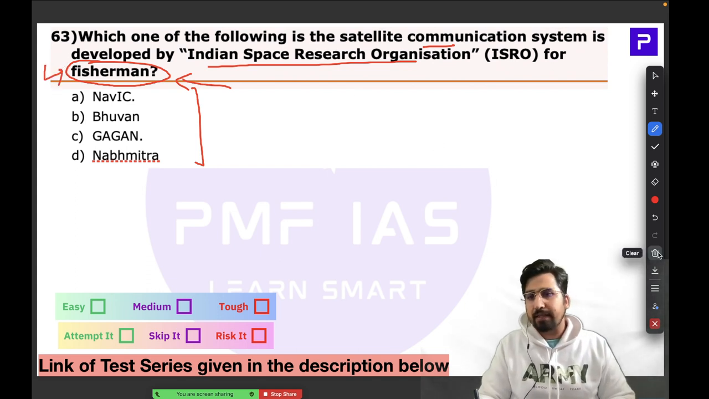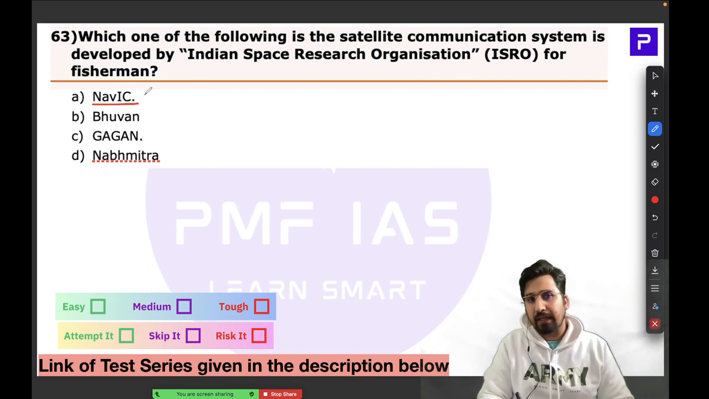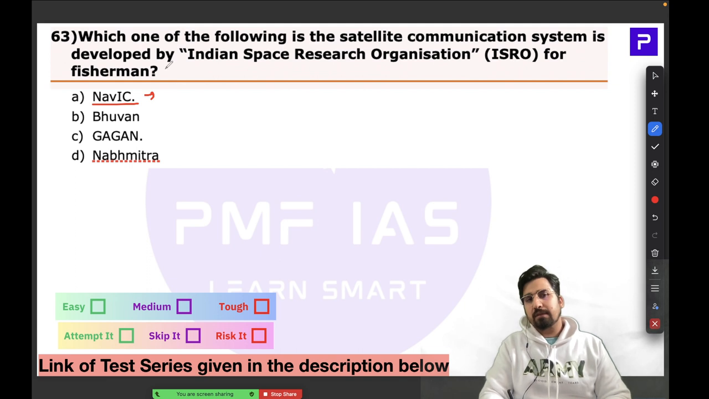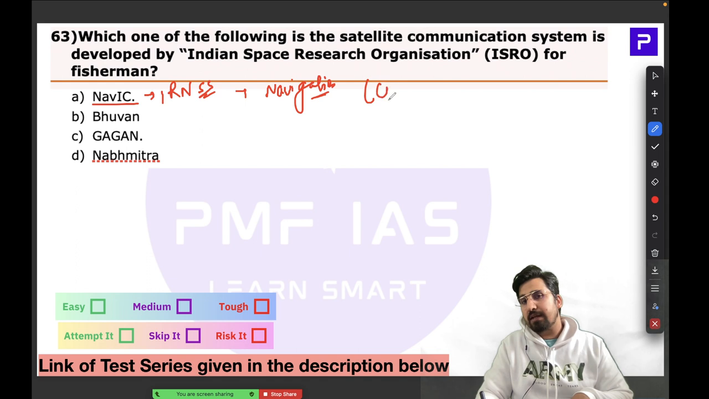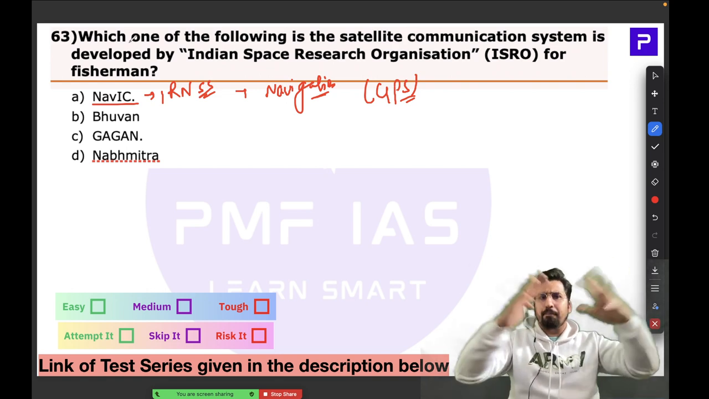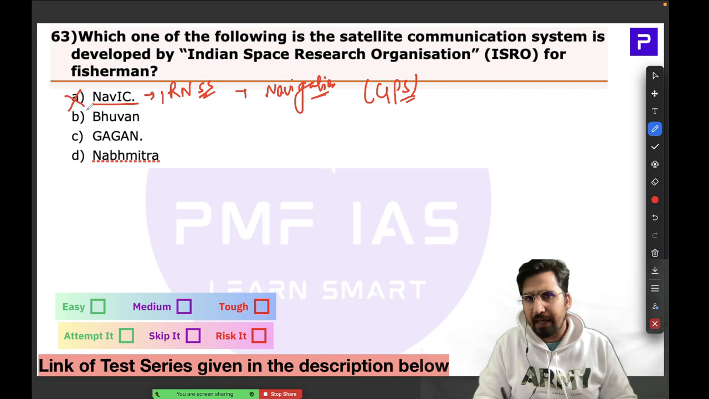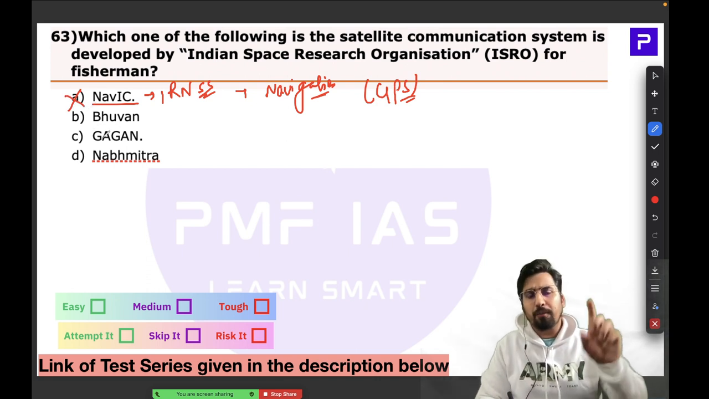Now Navik is something we already have understood. Navik is the navigation with Indian satellite, the Indian Regional Navigation Satellite System. So it has to do with something bigger, for navigation purposes, and this is something which we are considering as a replacement of GPS. So Navik is not going to focus dedicatedly on the fishermen. It's a broad navigation system. So clearly this cannot be the case. You can rule out Navik. What about Bhuvan and Gagan?